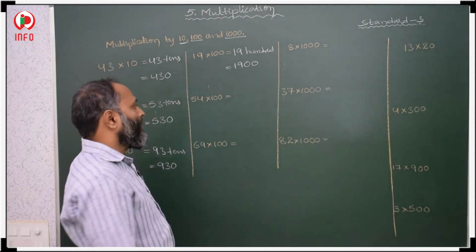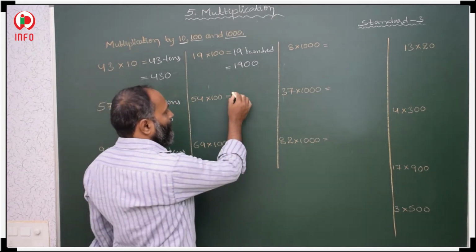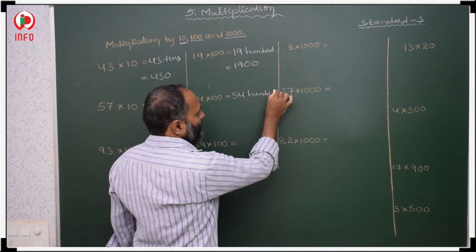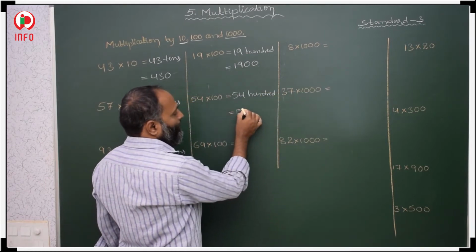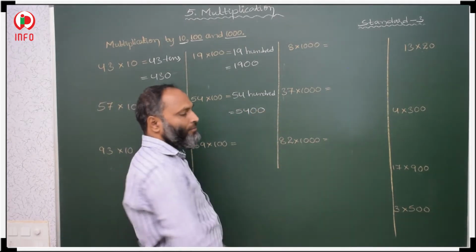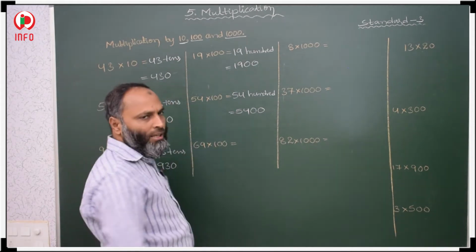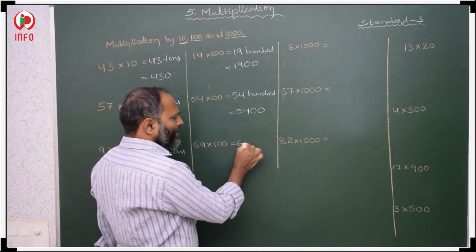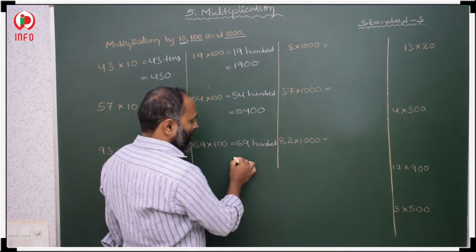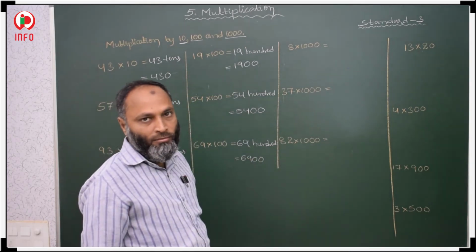This is your product. 54 into 100, that is 54 hundreds, then 5400. Then how to write 5400? 5400 means 2 zeros. Now 69 into 100 is 6900. That is 69. In 100 we have 2 zeros, and those 2 zeros we have to keep.